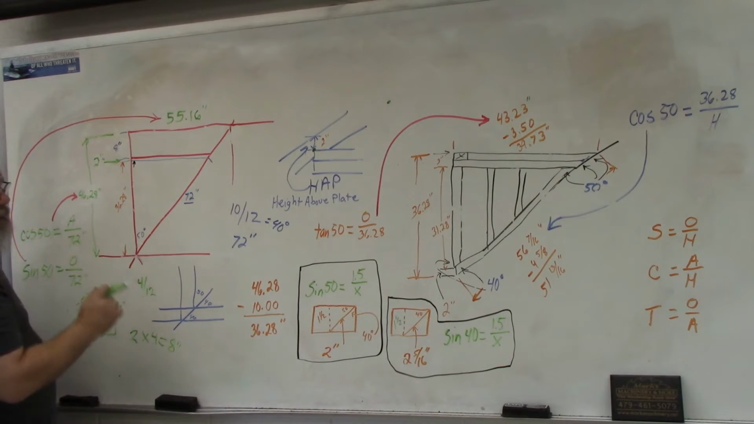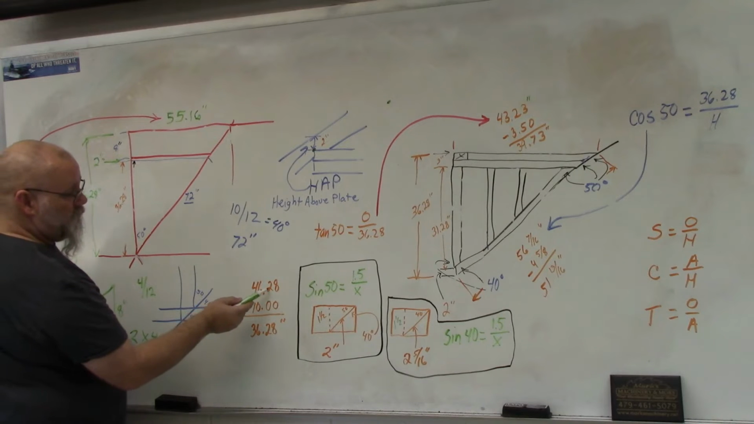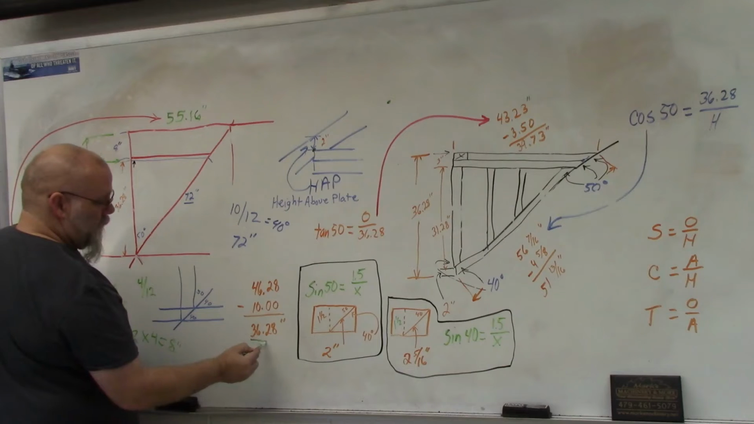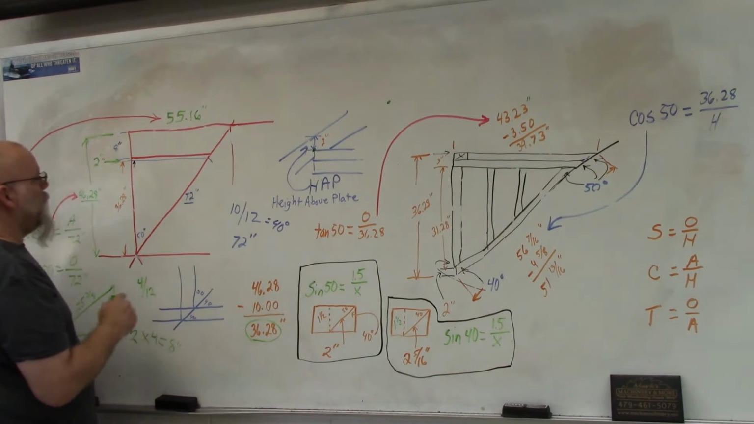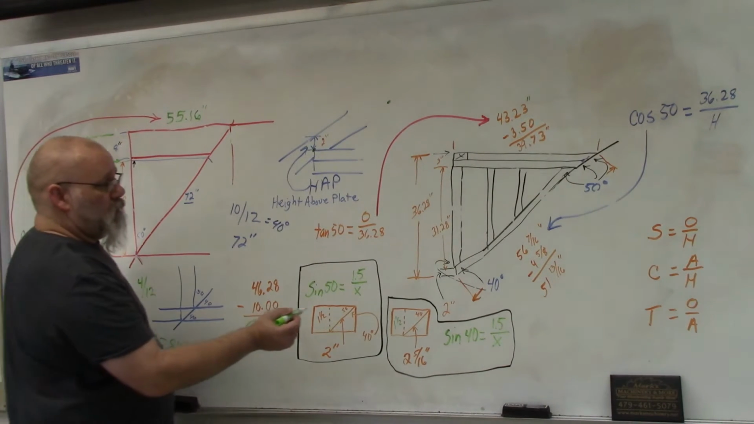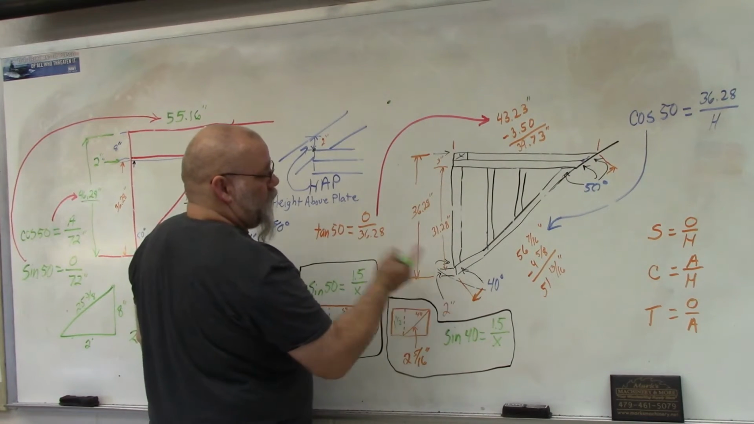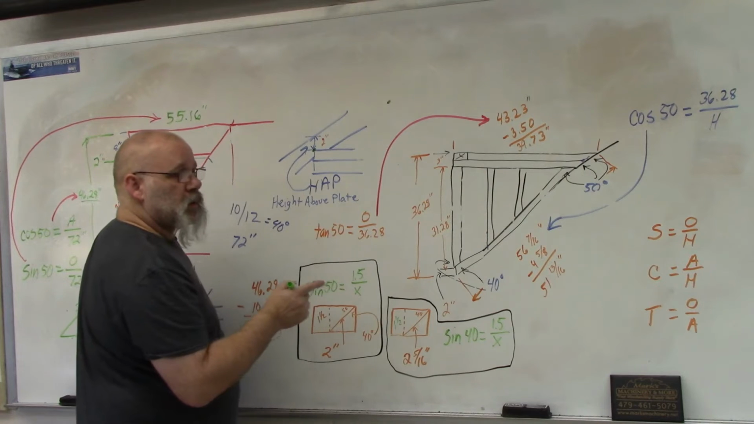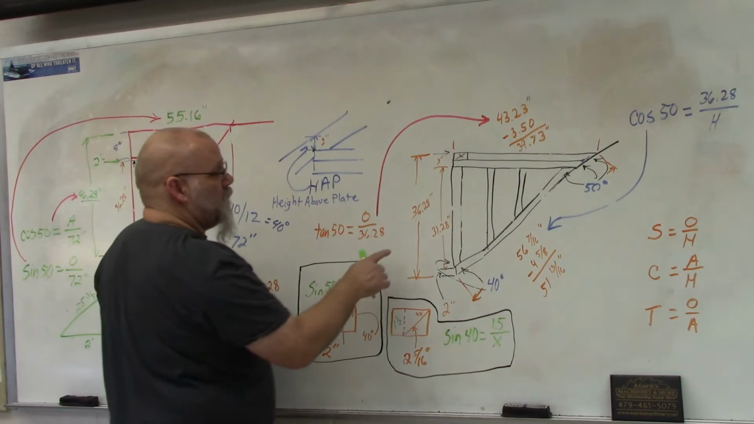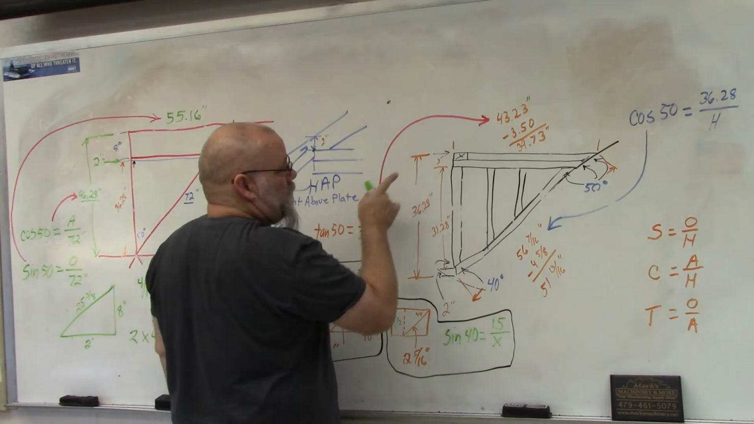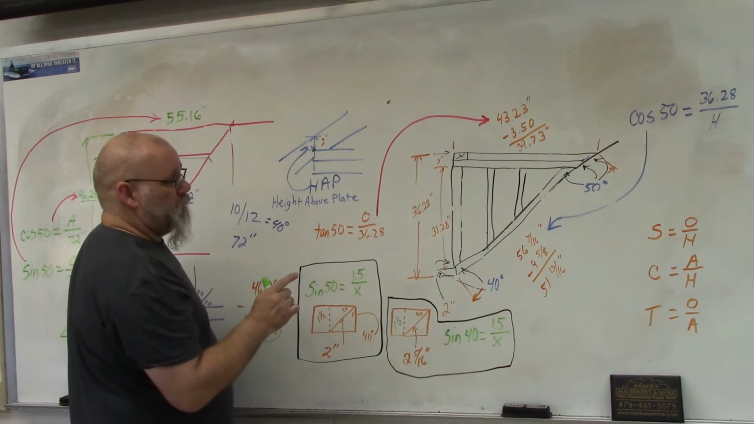stud walls. Okay, so here's what I did right here. I take 46.28, which is this number, subtracted my 10, and got 36.28. That's the overall height of the front of my dormer, not including the rafters. Okay, so that number is right there. So it's from down here at this point to the top of the top plate on the dormer.